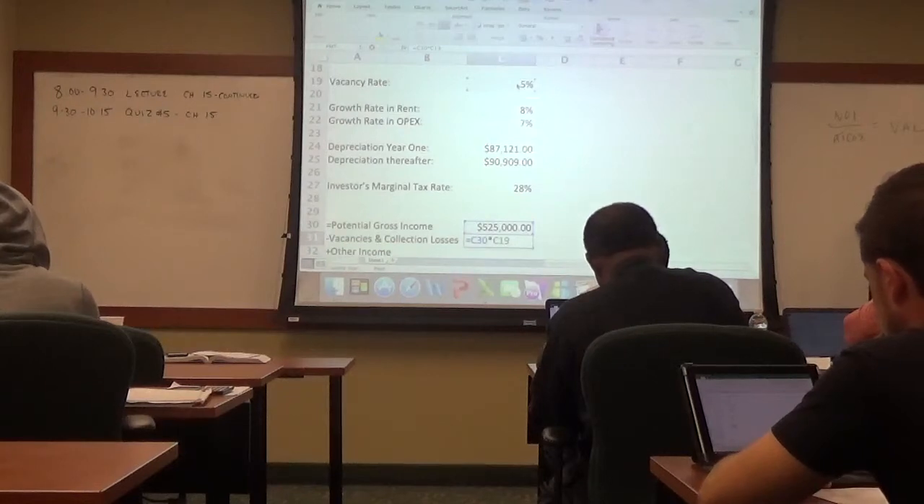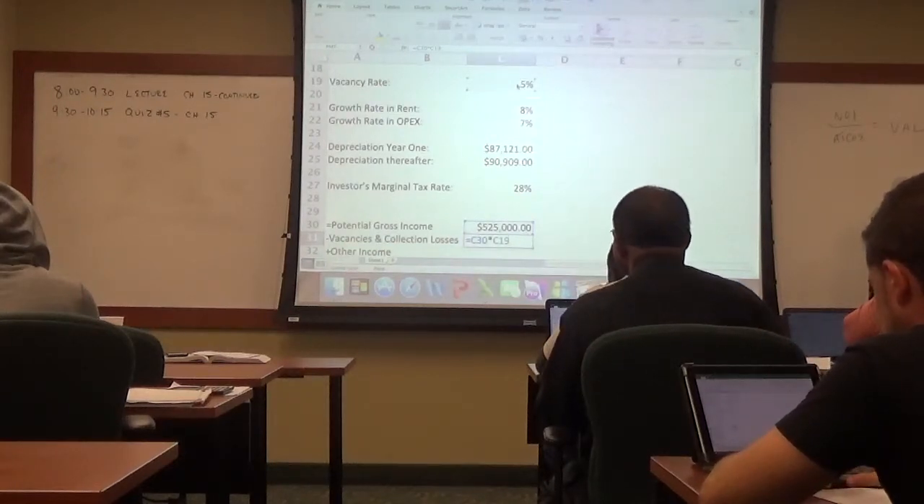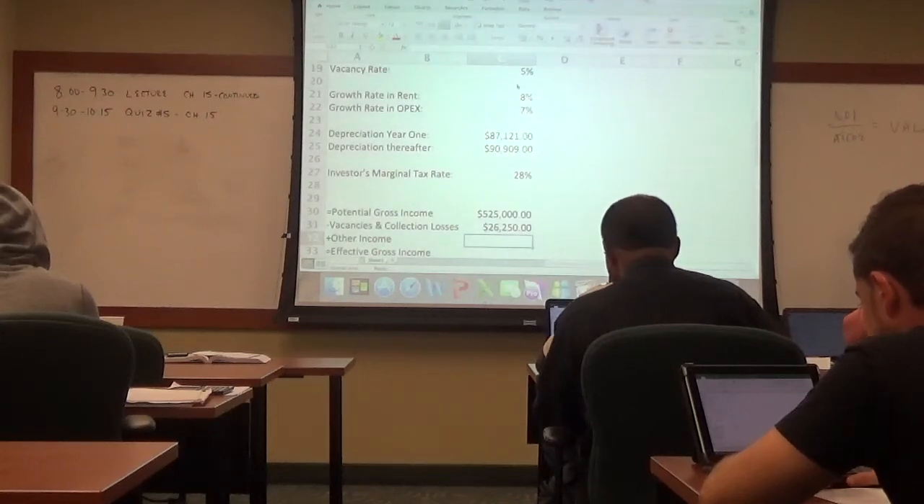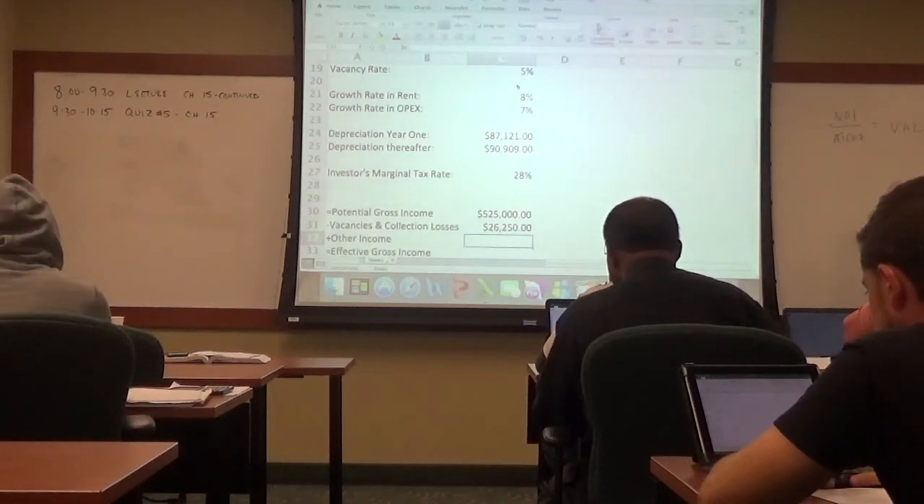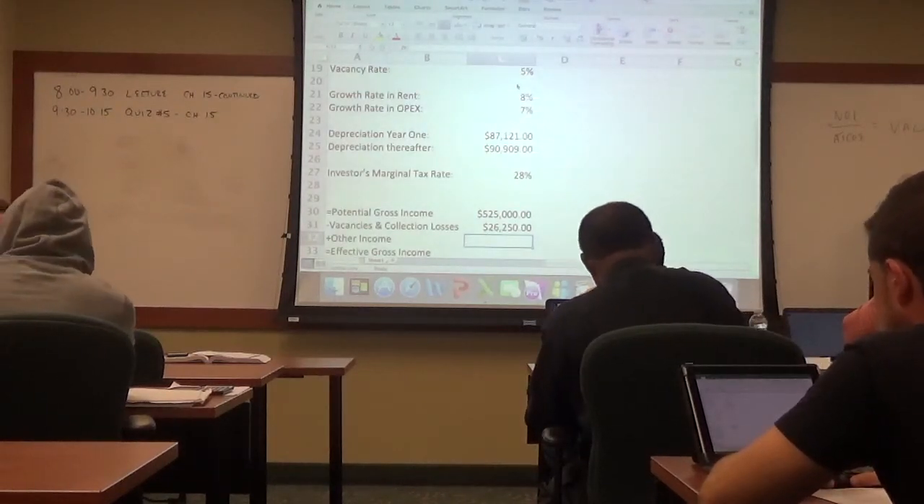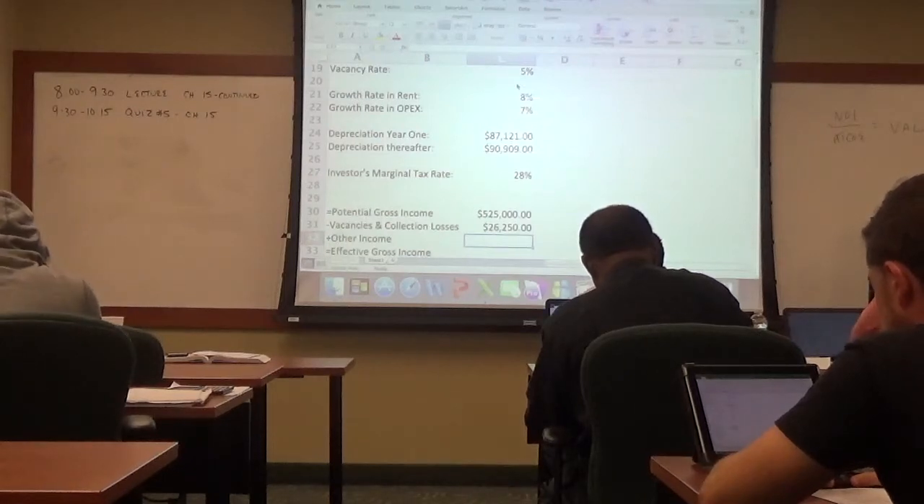So in my spreadsheet, it's equal C30 times C19. That gives us vacancy and collection losses of 26,250, which matches up to the sheet that we were given. Okay, everybody see that? Okay, moving on down the page.